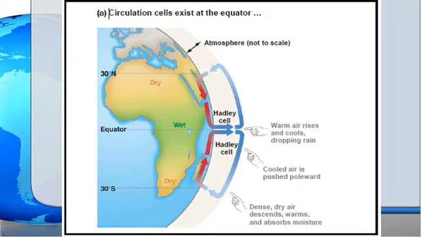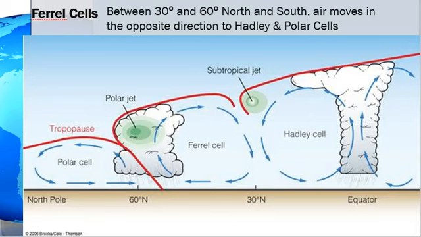So here's one more look at that Hadley cell. So we have this solar radiation coming in here, warming this air, and that warm, moist air rises. It drops all of its precipitation right around the equator, and because it does that, it becomes very dry by the time it makes its way out here. But then it's very cool, and it starts to sink, and it causes these deserts on either side. All right, so that would be happening right here, right at your 30 degrees north. You're going to get these deserts occurring.